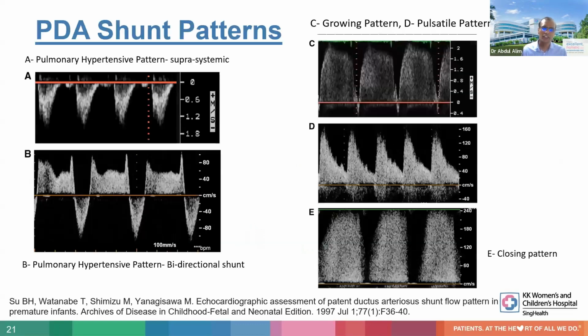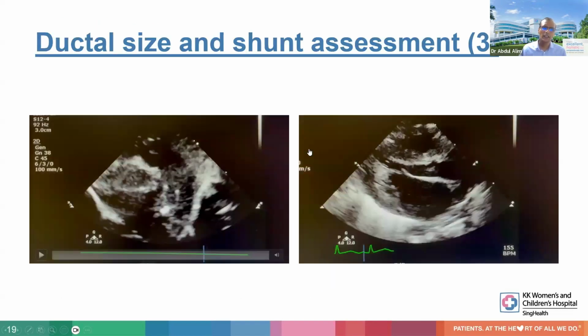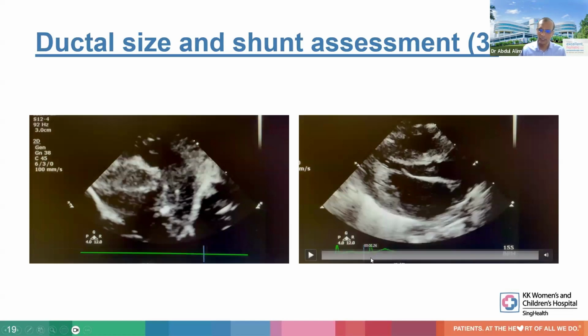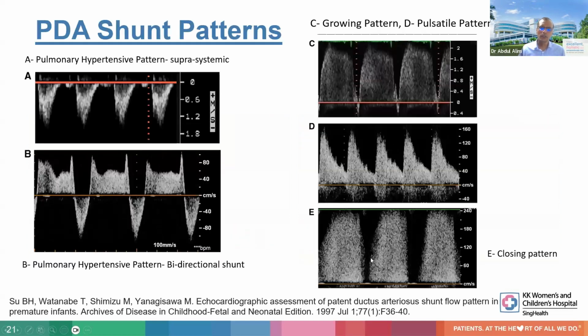What do you mean by shunt pattern? So the PDA comes in different types. When we look at the PDA, if you have a good 2D view, we can put the pulse wave Doppler at the pulmonary end, or just slightly beyond the pulmonary end of the PDA, in the middle of the PDA, and then we can assess the ductal Doppler. So when we assess the Doppler, we can get different flow patterns.